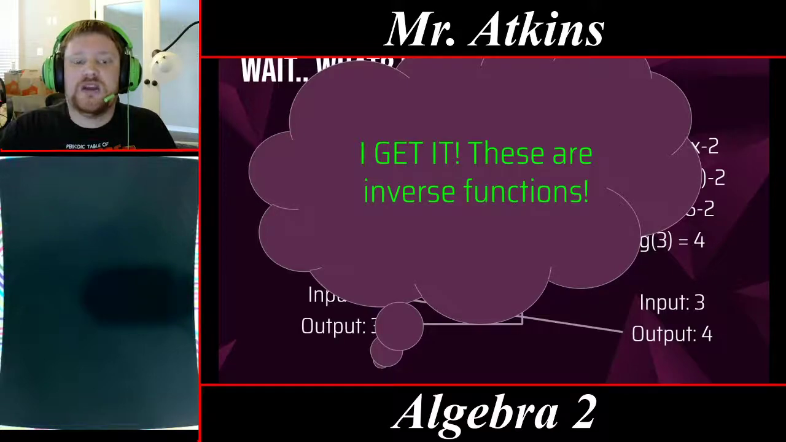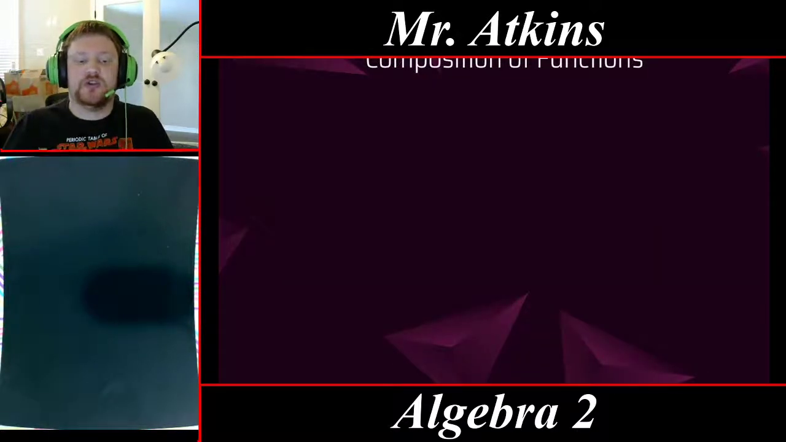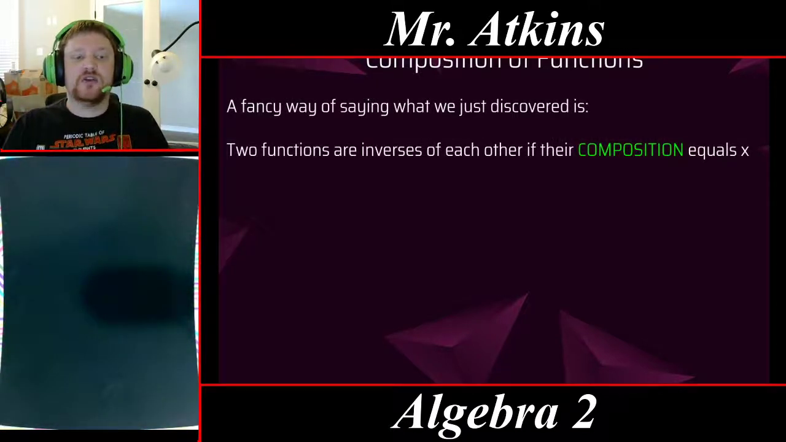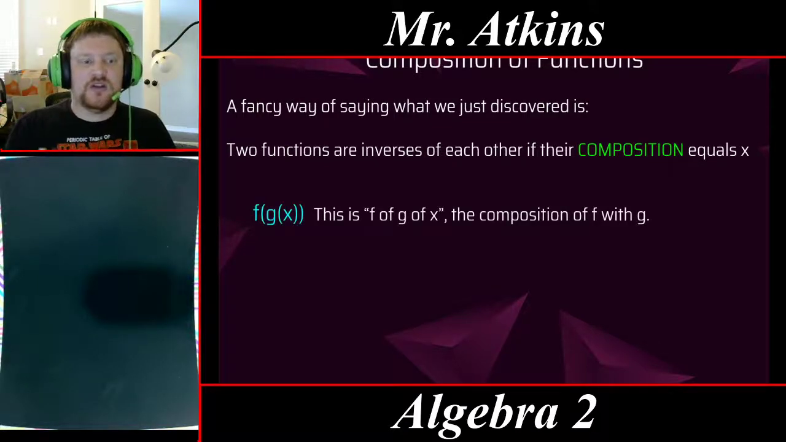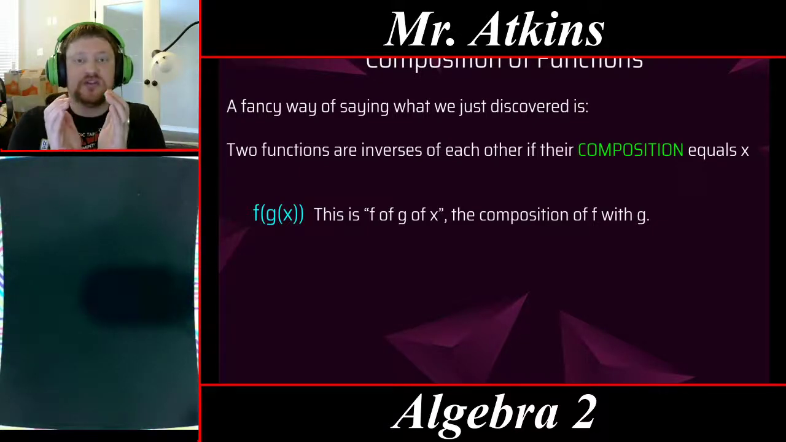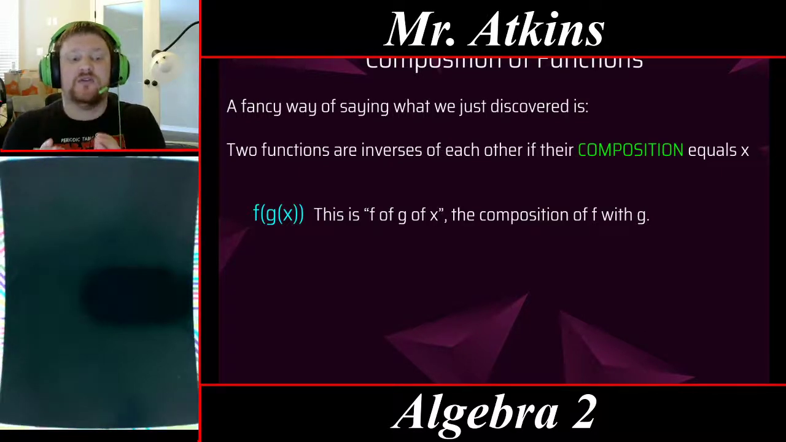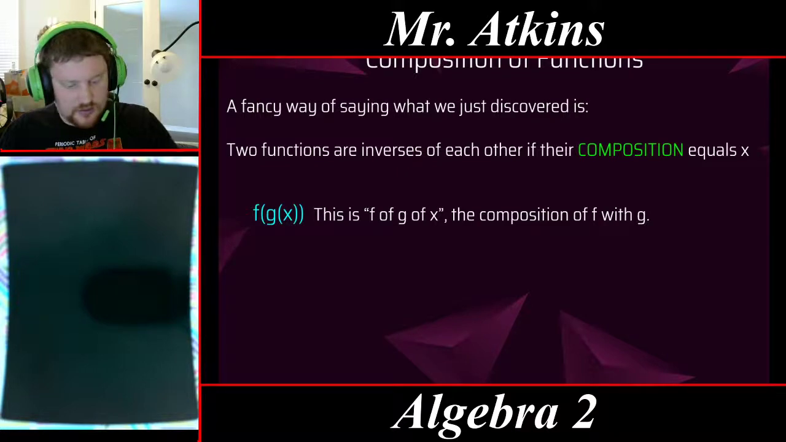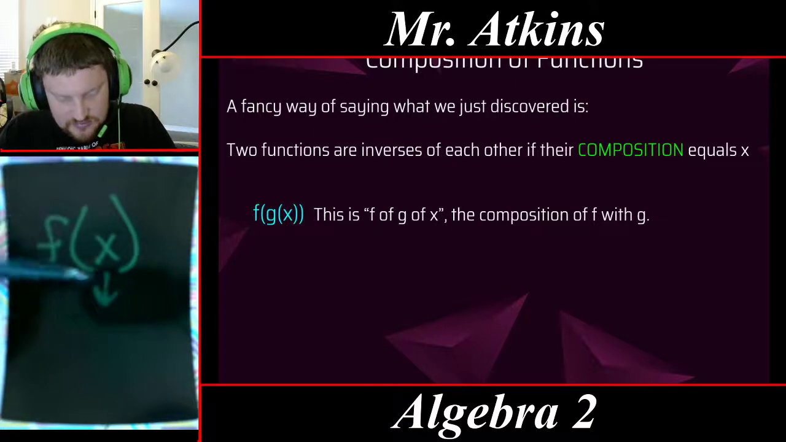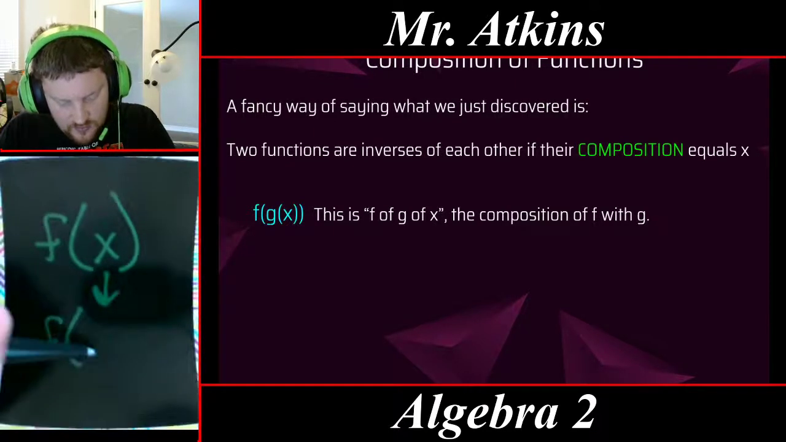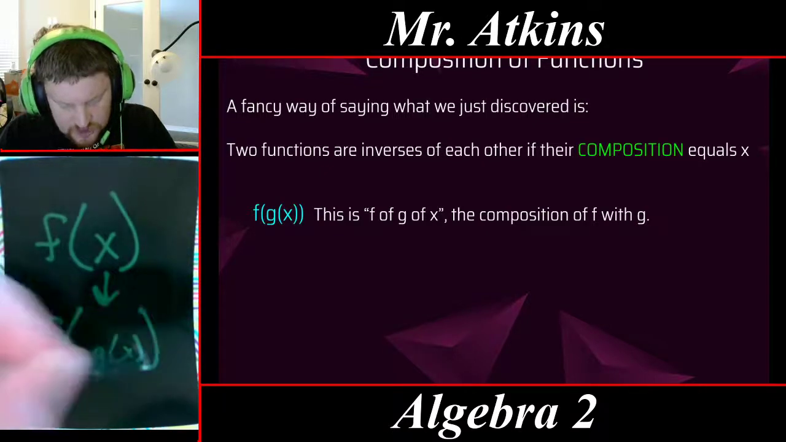One of the ways we can define inverse functions is called the composition rule. It's just a really fancy way of saying what we just discovered. Two functions are inverses of each other if their composition is equal to x. We have two ways that we generally write this. This is f of g of x. Where you would normally have the x written in the parentheses of your function notation, you write the second function. So instead of writing f of x, you replace the x with the new function. So f of g of x, like so.